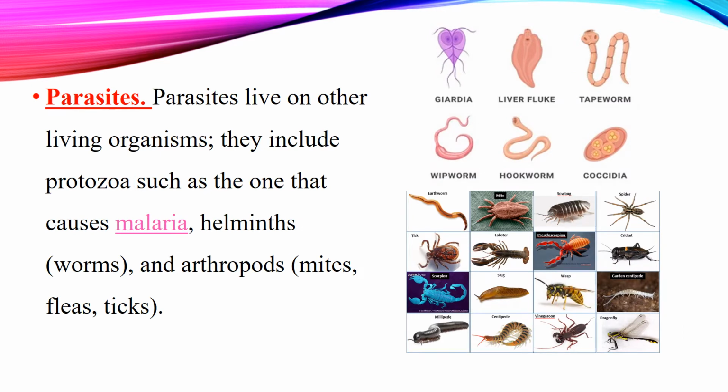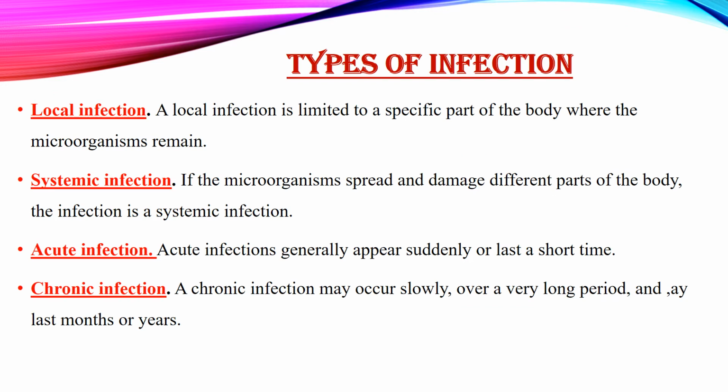Parasites. Parasites live on other living organisms. They include protozoa such as the one that causes malaria, helminths which are worms, and arthropods which are mites, fleas, ticks. Infection occurs when newly introduced or resident microorganisms succeed in invading a part of the body where the host defense mechanisms are ineffective and the pathogen causes tissue damage.